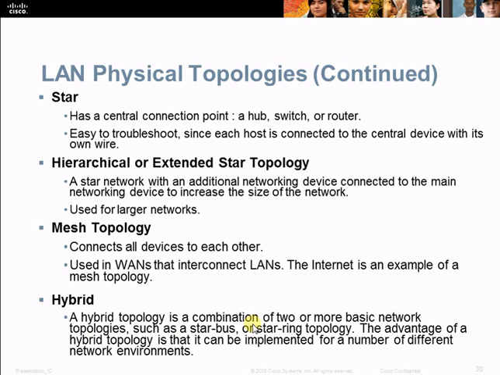And then a hybrid is a topology that's a combination of two or more basic networks, such as star-bus or star-ring topology. The advantage of hybrid topologies is that you can implement them for a number of different network environments. So depending on what your needs are, you might have a little bit of each network type in the environment.